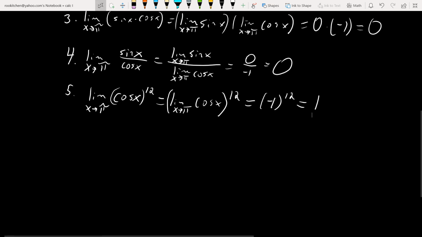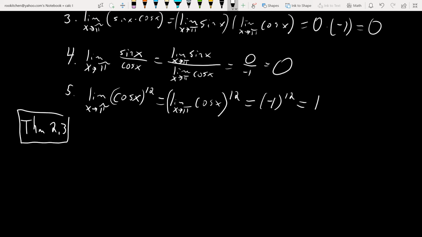You could put the above limit laws all into one group and compose them, and you end up with theorem 2.3, which is basically on polynomials. So the limit of any polynomial is just the polynomial evaluated at that particular x value.